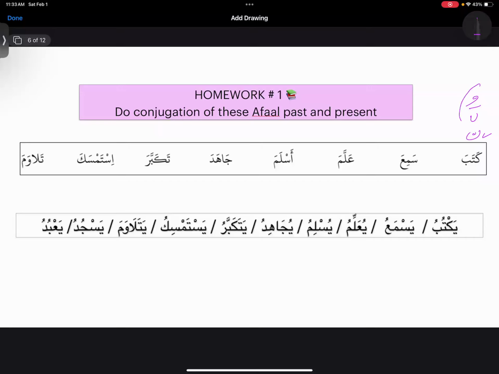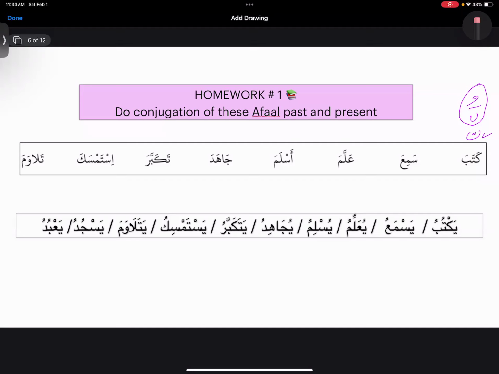Yaktubu. I'm telling you guys, this is Bab Nasara and still you are giving it a fatha. No, yaktubu. Yes, kataba yaktubu. Now one person needs to do the whole conjugation, kataba yaktubu, without mentioning the pronouns. I can do that better.